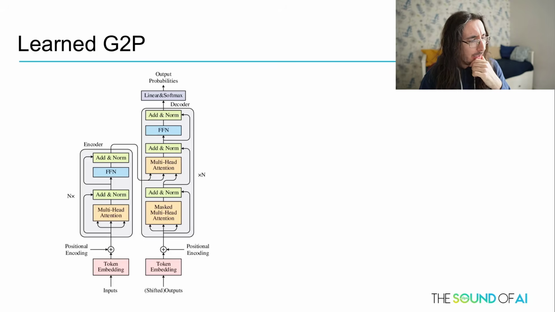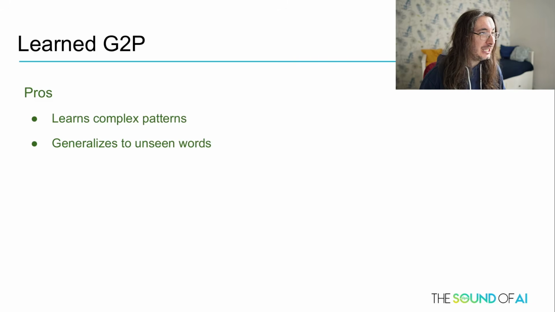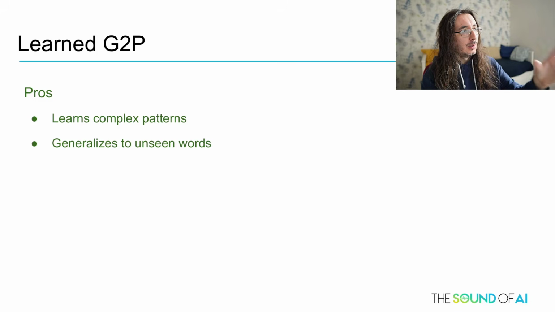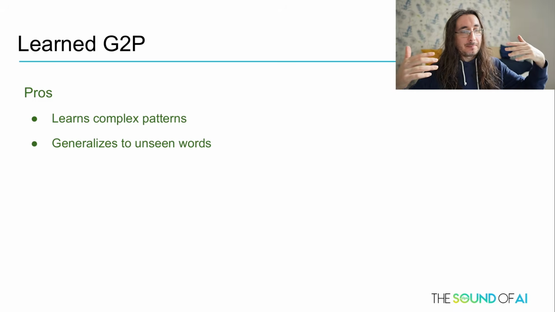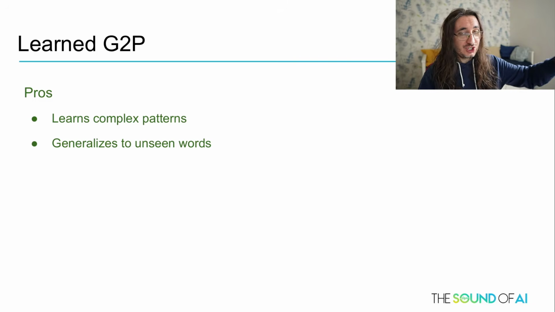Okay, so now what are the pros? What are the strengths of G2P models that use neural networks? Among the pros, they are able to learn complex patterns, and they're able to generalize to unseen words, which is a really good thing. And that's what rule-based G2P algorithms struggled with.